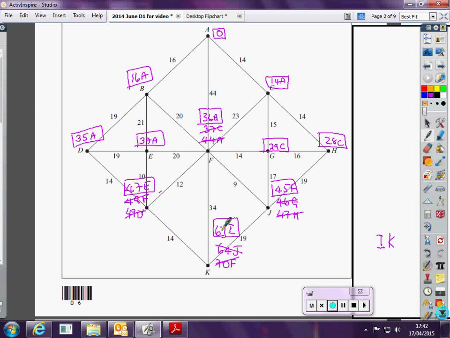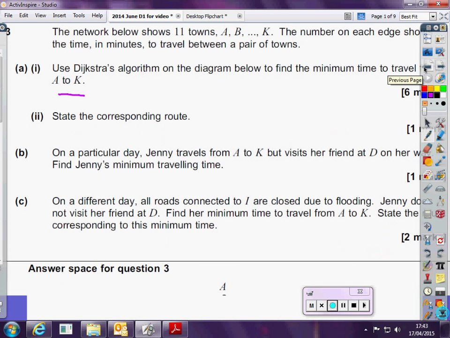So from I, which was over here, we went to E. From E we went to, wasn't A at all, was it? It was B. From B we went to A. So that is our corresponding route. Okay, so that gets this extra mark.